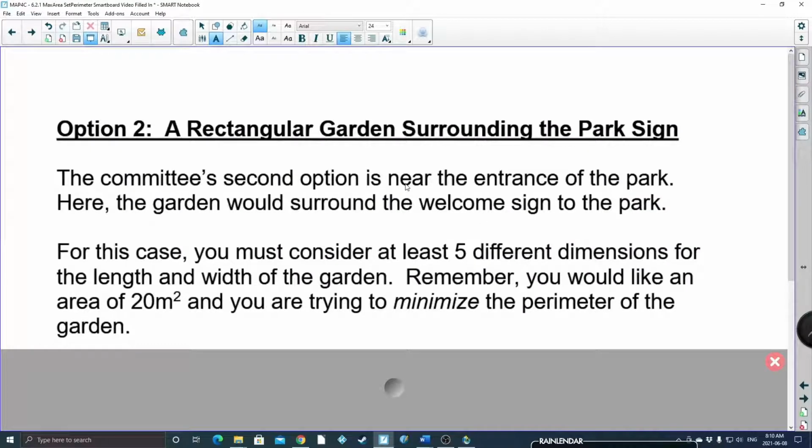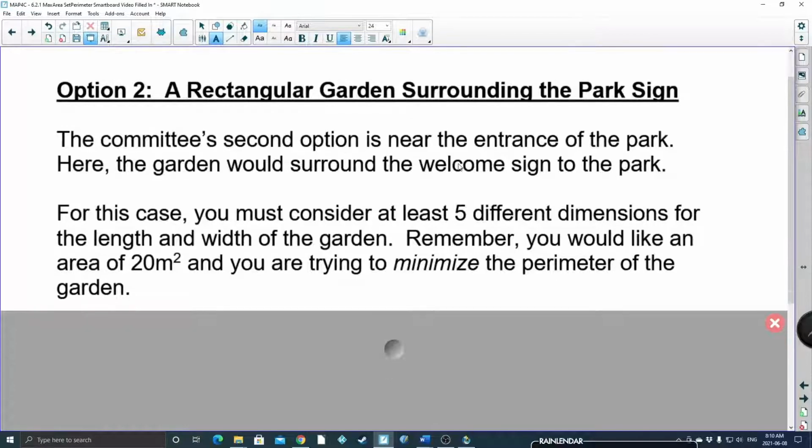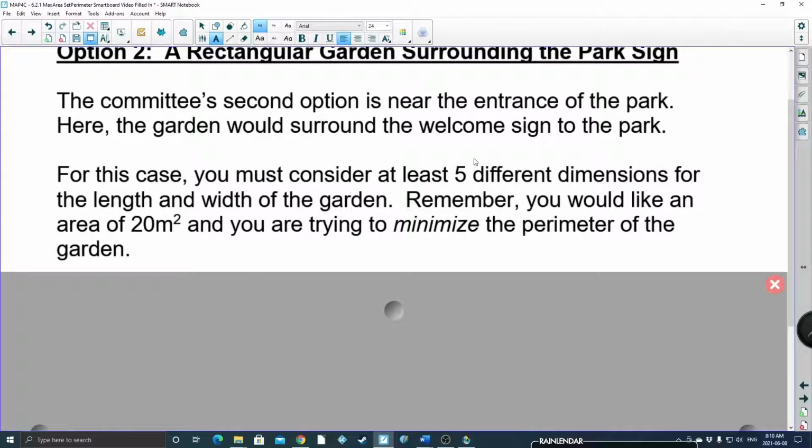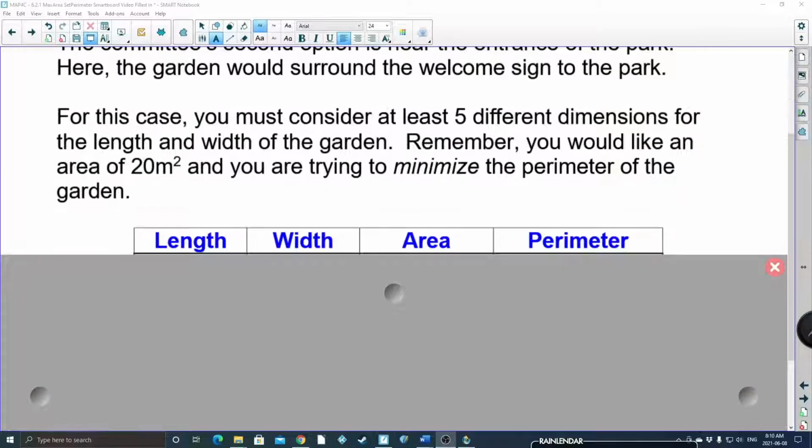Well, it says the committee's second option is near the entrance of the park, and here the garden would surround the welcome sign to the park. For this case, you must consider at least 5 different dimensions for the length and width of the garden. So here we're going to be using a rectangle to go around the sign. So what is going to be the rectangle that gives us the minimum perimeter when our area is 20?